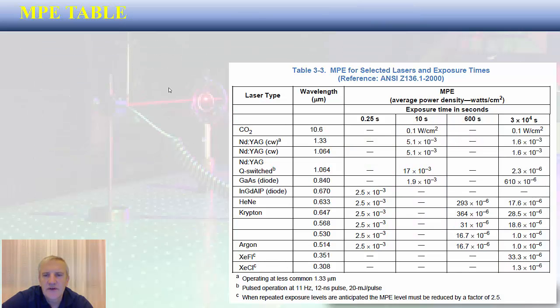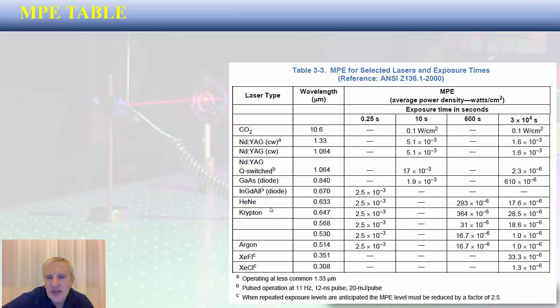So let's take a first look at the table that can be used to determine the maximum permissible exposure for a specific type of laser. The table is shown here on this slide. You can see in the left-hand column the laser type. For a specific type of laser, let's say helium neon laser, you can see the specific wavelength that laser is going to operate at, and then in the 4 columns on the right-hand side, you have the maximum permissible exposure for different exposure times in seconds.